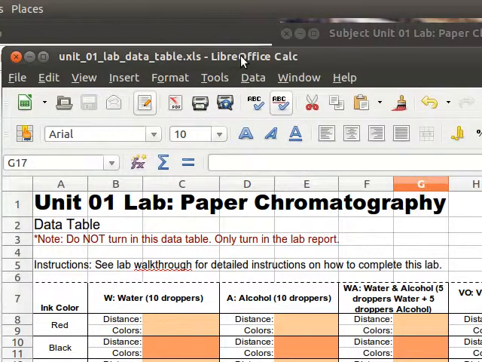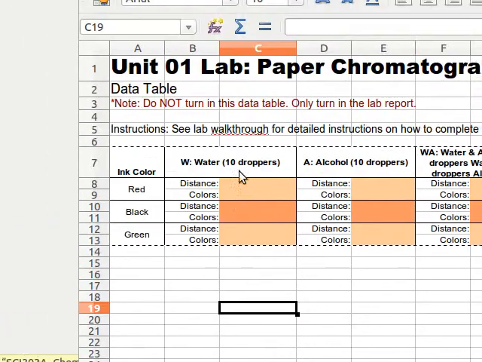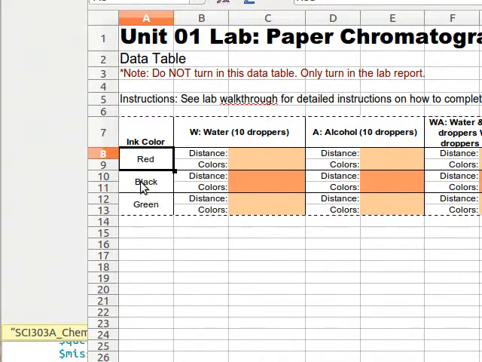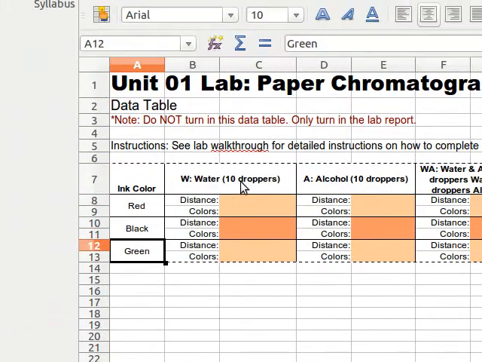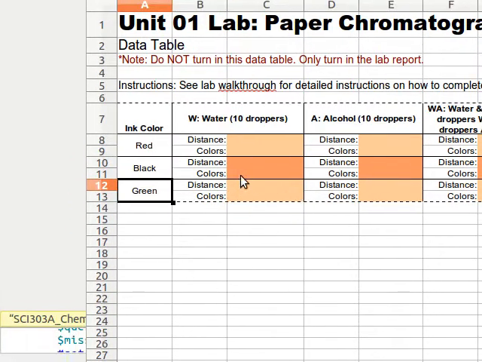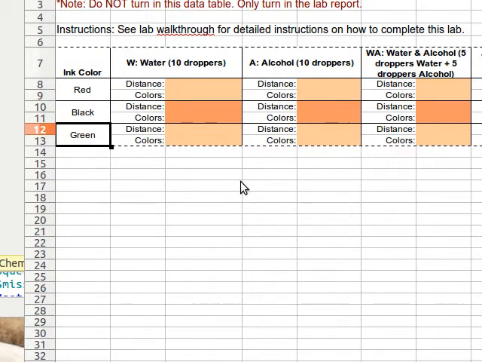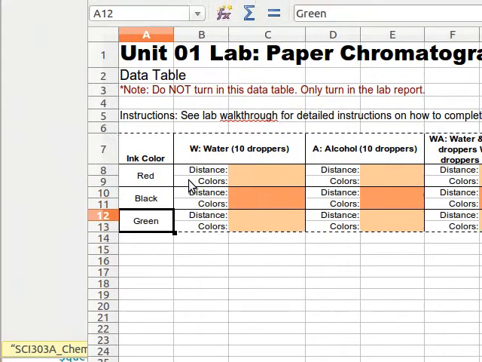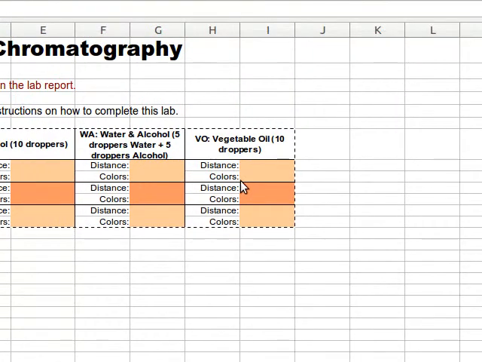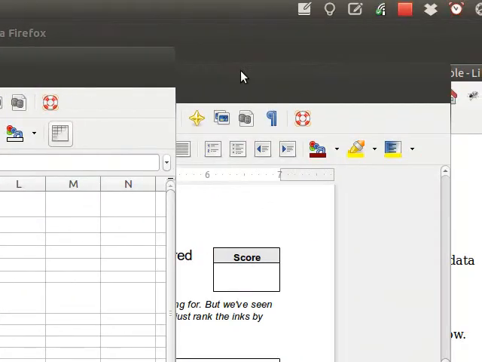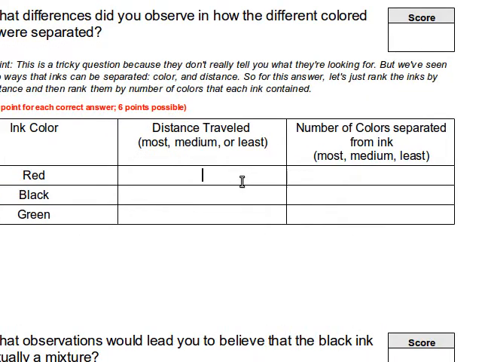So what we'll do is we'll look at the data table, and we're not looking at the solvents, we're looking at the ink colors. Now maybe we'll look at one solvent in particular and compare the different inks across that one solvent to figure out which ink traveled the farthest. Or we might look at them all and say, is there a pattern throughout all solvents? Maybe one of the ink colors traveled the most. I don't know. But you look at that and you figure it out.